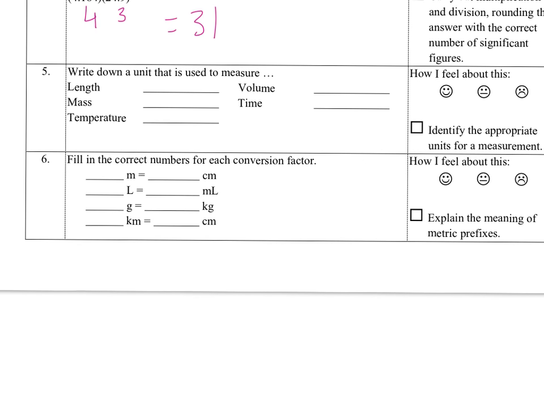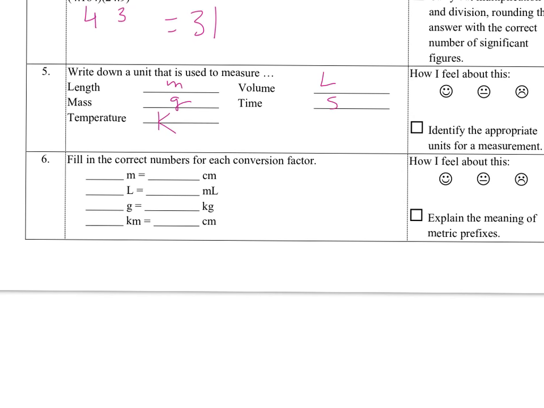Write down a unit that is used to measure length. A unit, so meters. Mass could be grams. Temperature could be Kelvin or degrees Celsius. Volumes could be liters or milliliters. Time could be seconds, minutes, hours. Okay, that's pretty straightforward.